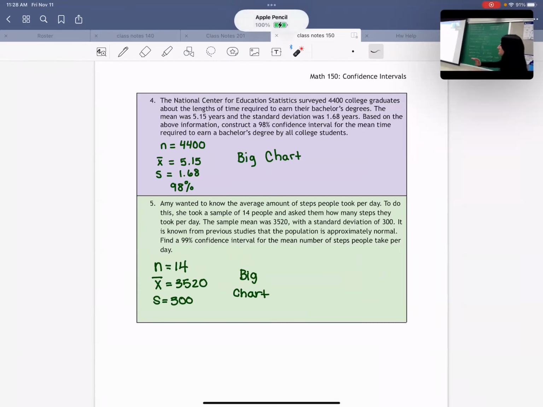Any question about deciding which chart to use? Alrighty, then I guess we're about ready for our quiz, right? You want me to leave that up on the board? Yeah.